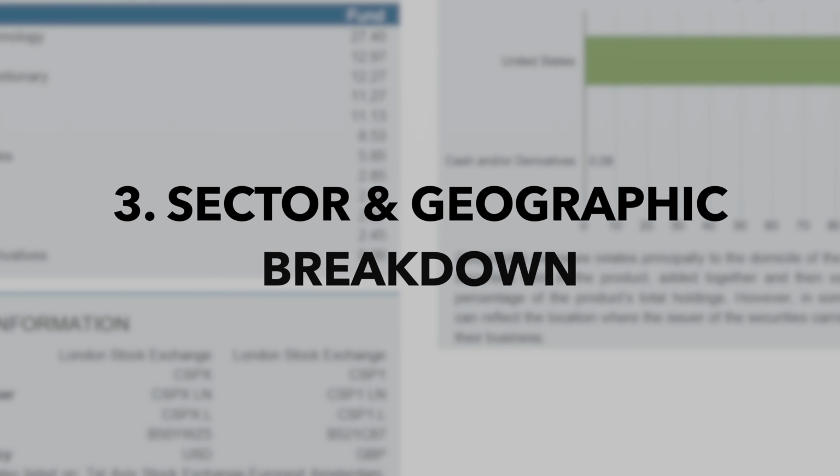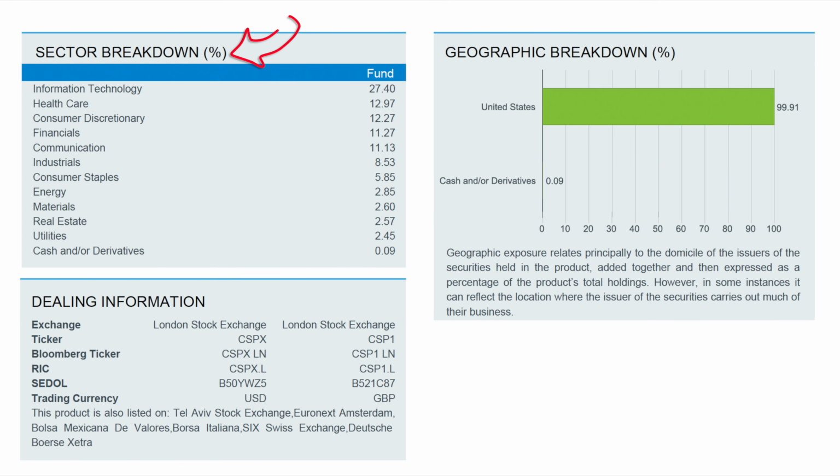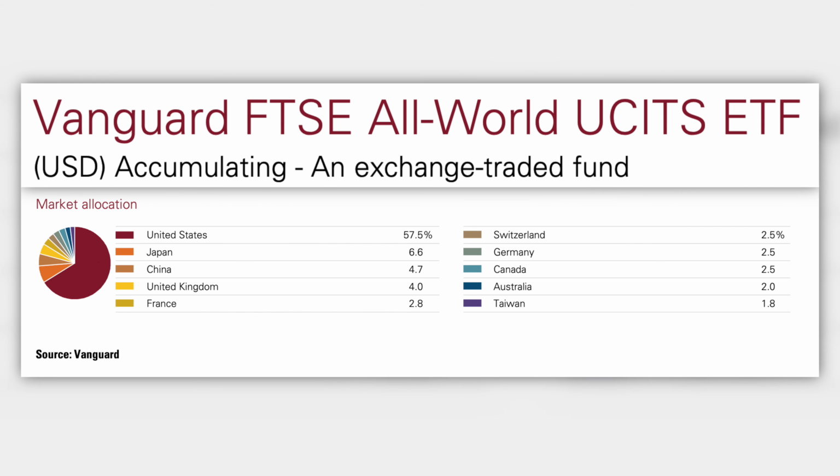Moving on, we can look at the ETF sector and geographic breakdown. The sector breakdown shows you the exposure of the ETF towards any particular industry. For example, this S&P 500 ETF is mainly exposed to information technology, which is the tech industry, followed by healthcare and the consumer discretionary sector, etc. The geographic breakdown shows you the weightage of your exposure towards any particular country, and this is usually more significant when the ETF is exposed to a variety of countries, like the All World ETF, which is also a very popular ETF.